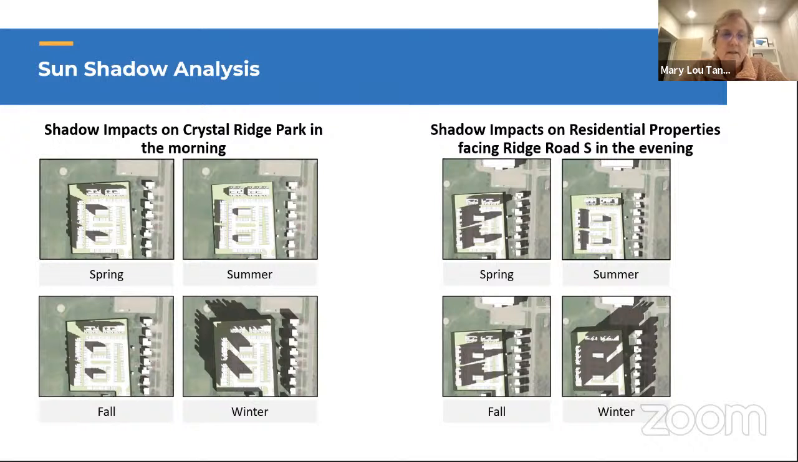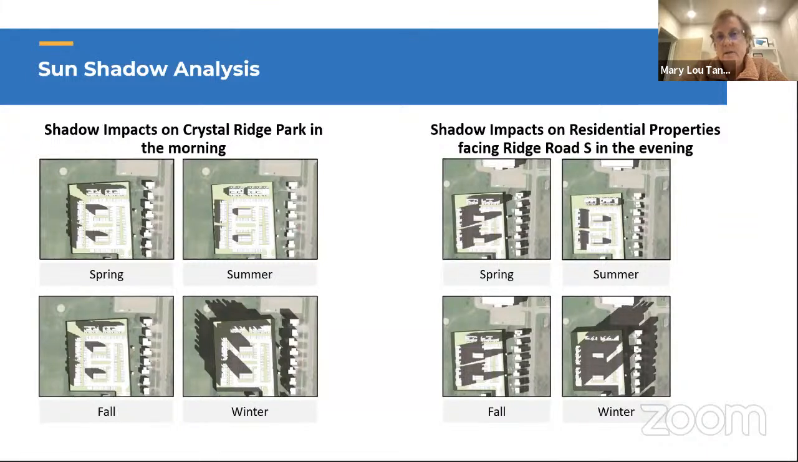On the left-hand side, we've assessed the morning impact, and these impacts were assessed at 9 a.m. in the morning. So the sun will be in the east. And you can see that in the spring and the fall, which are the 2 left-hand drawings, there's a little bit of shade at 9 a.m. onto the park. In the summer, there is no impact onto the park. And in the winter, you can see that there is more impact. There's impact within our site, but also impact into the park and the arena site.